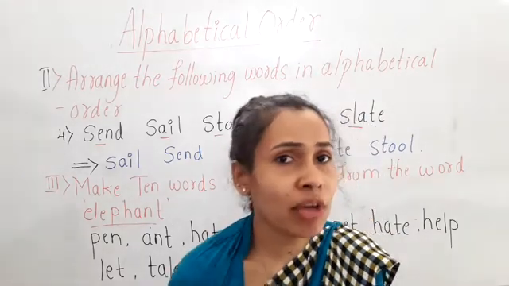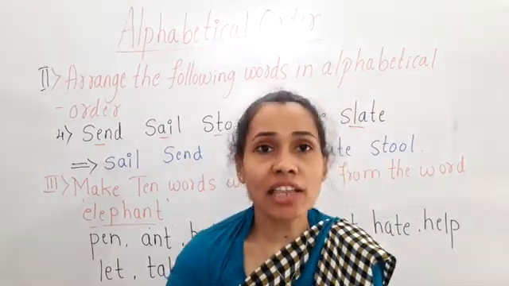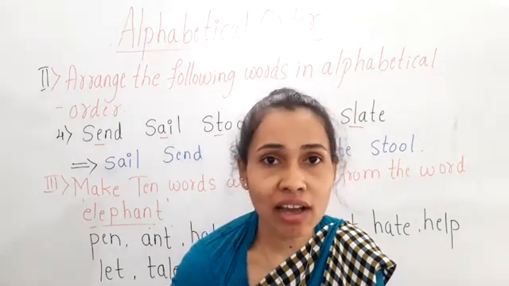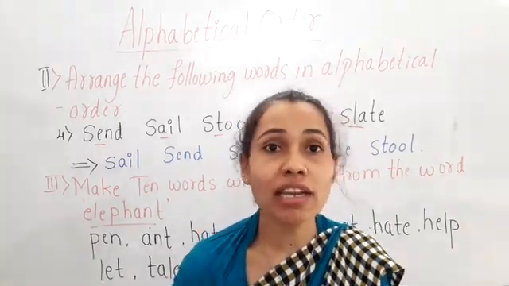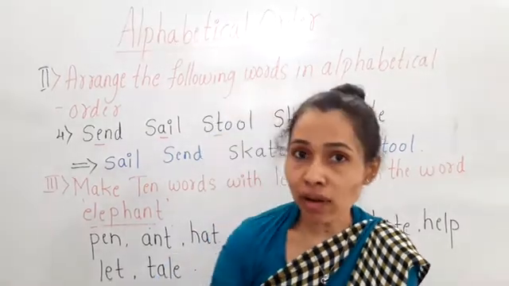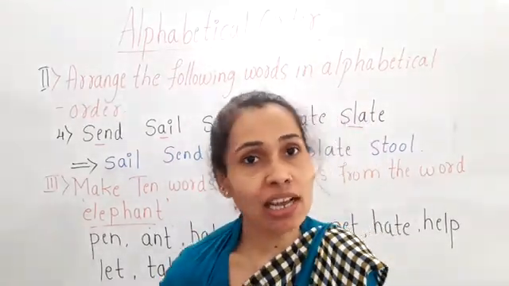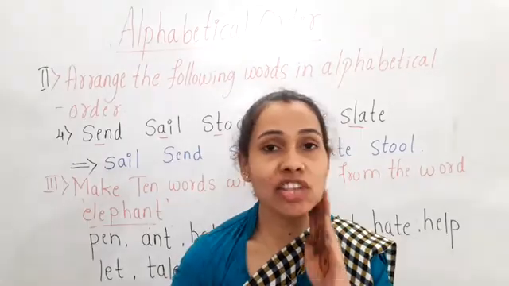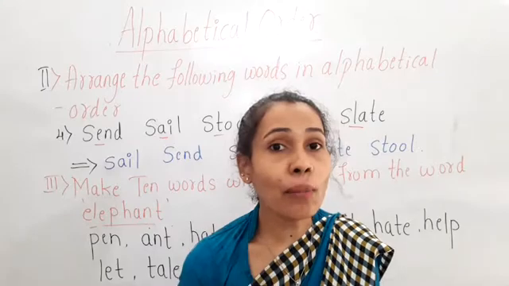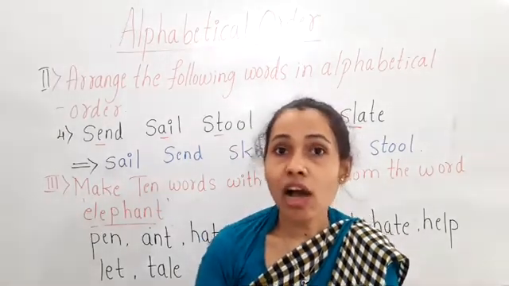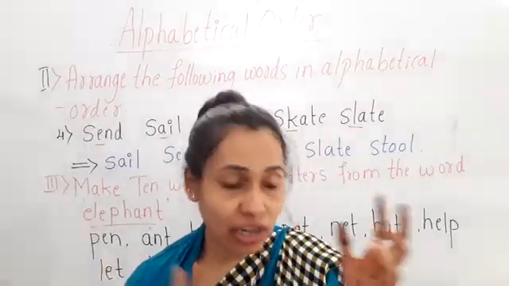Okay children, what do you mean by alphabetical order? The arrangement of the letters in a proper order according to the alphabet A to Z is known as alphabetical order. Arranging the letters in proper sequence according to the alphabet A to Z.